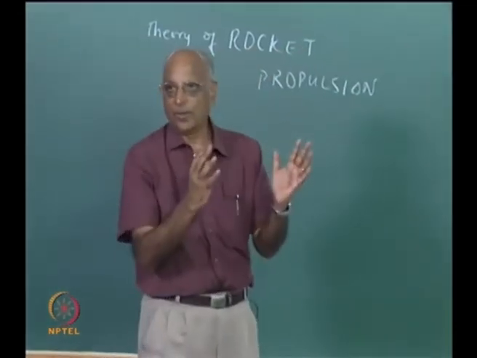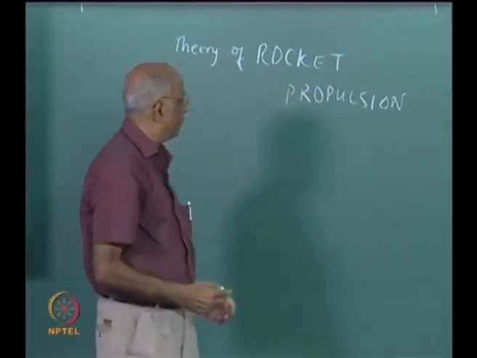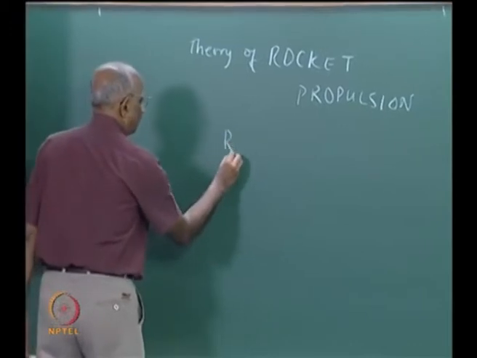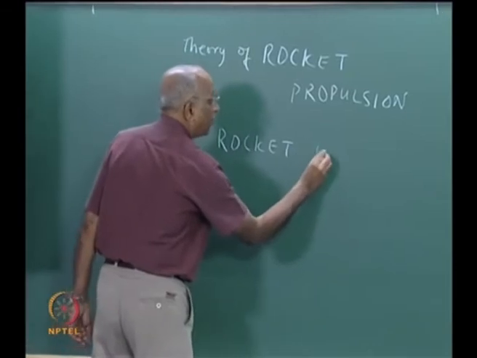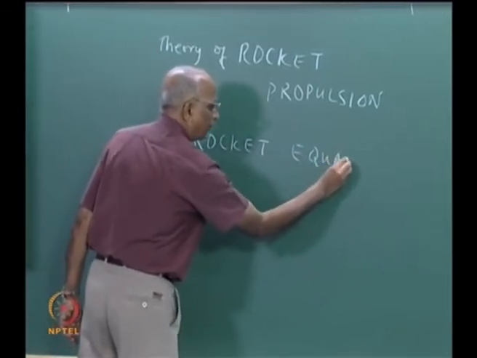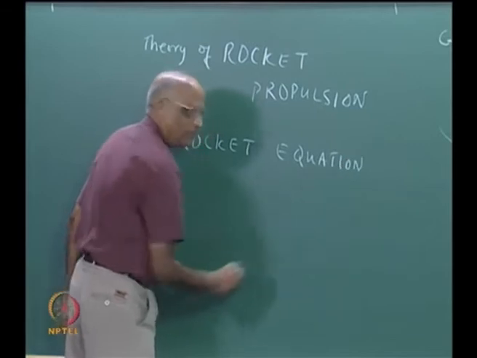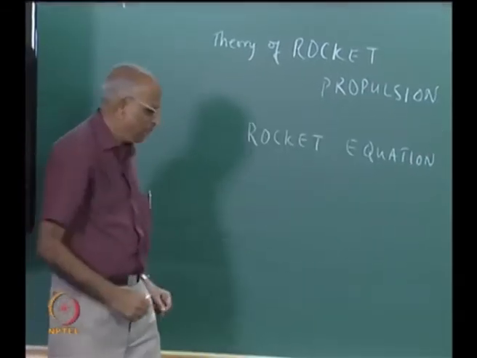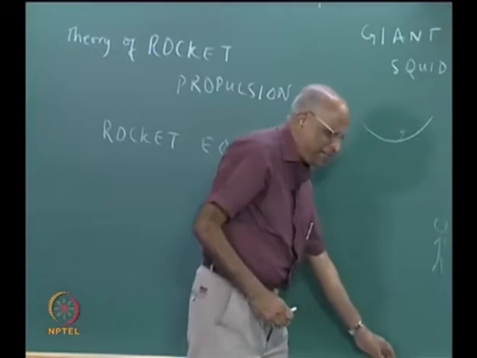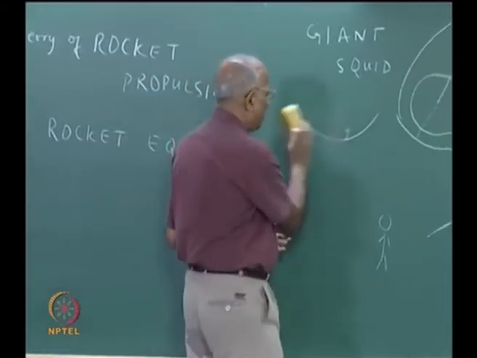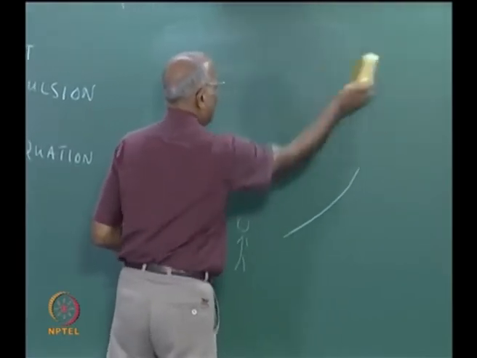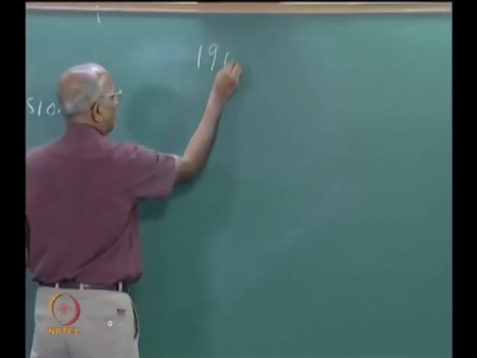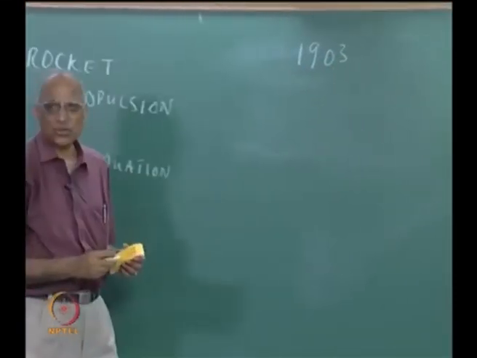With this background, let's ask ourselves, how do I develop the theory of rocket, or what we call the rocket equation. Let's get into this. What do we mean by rocket equation? It is so simple, but you will be surprised to know that the rocket equation was developed quite late, only in the year 1903, and that also by a Russian school teacher by the name Tsiolkovsky.